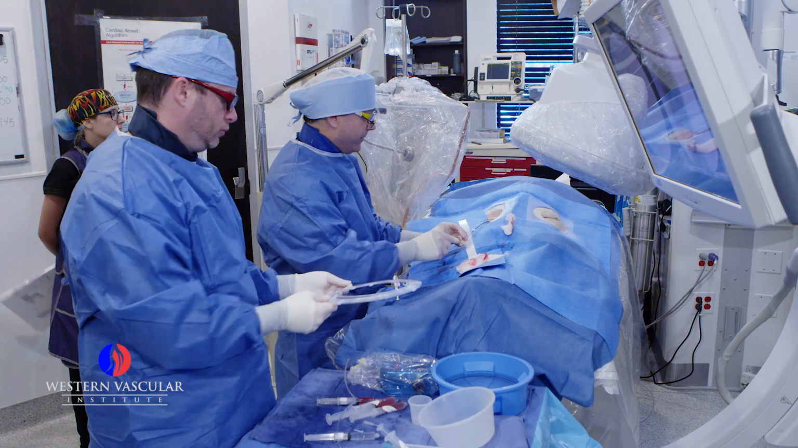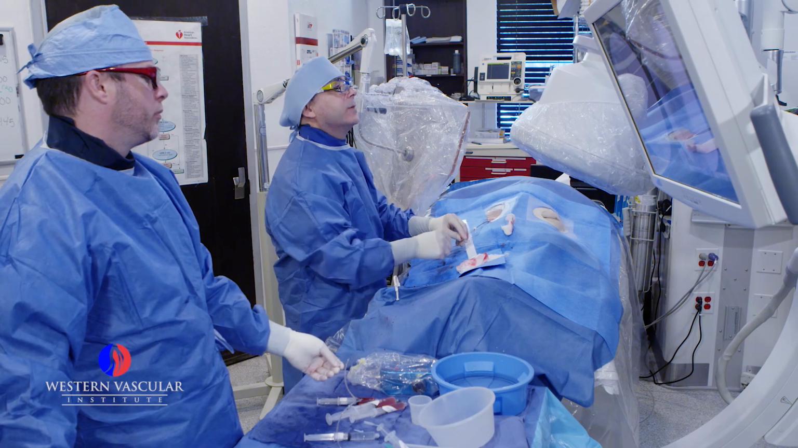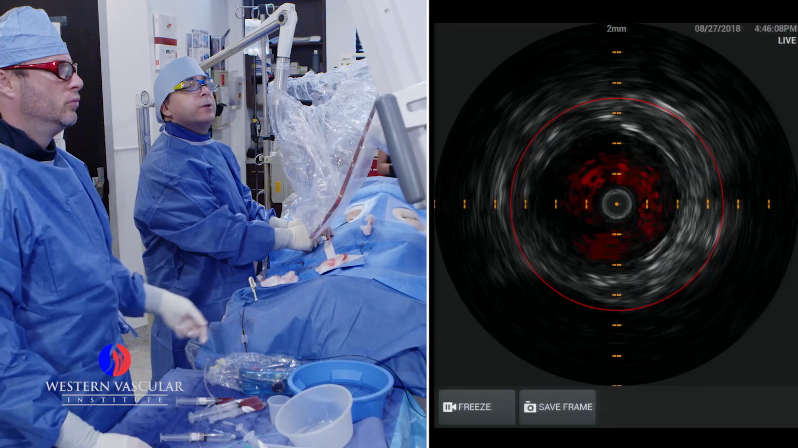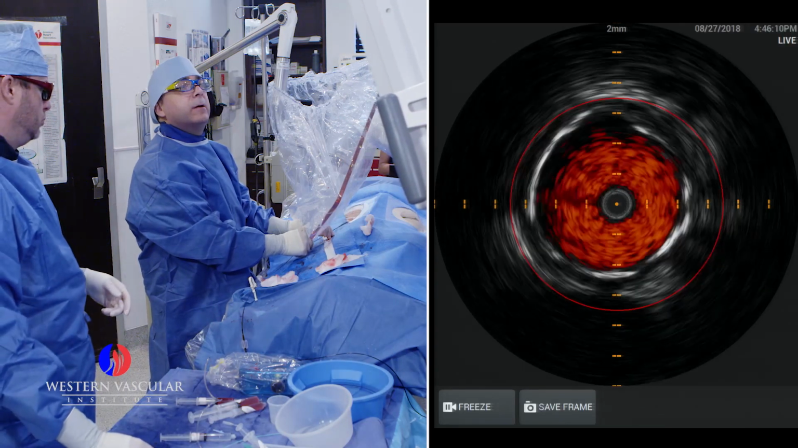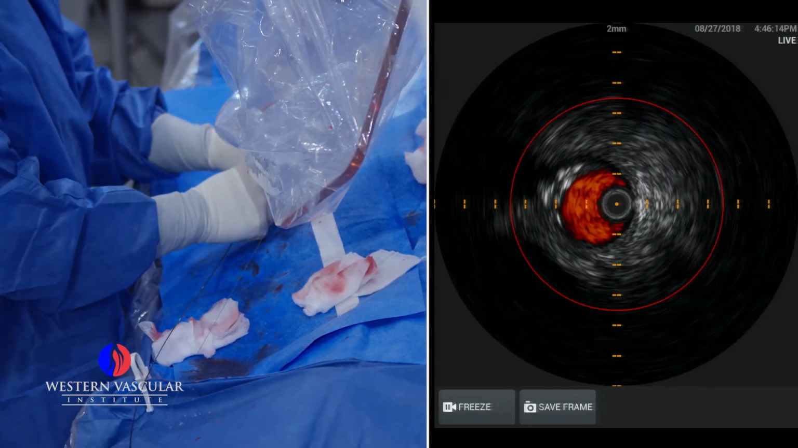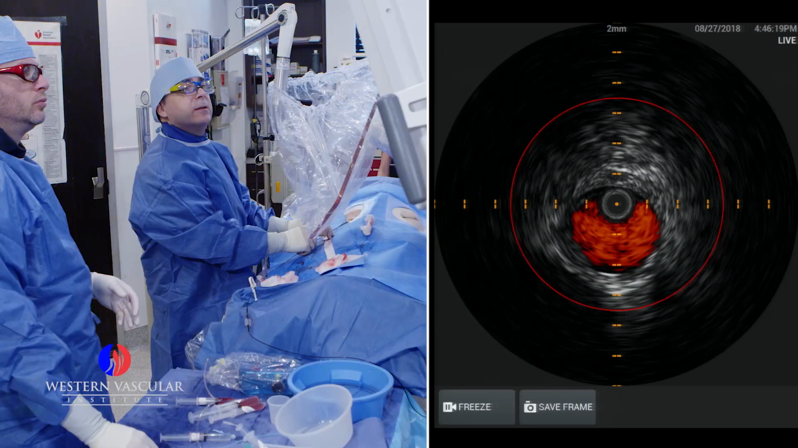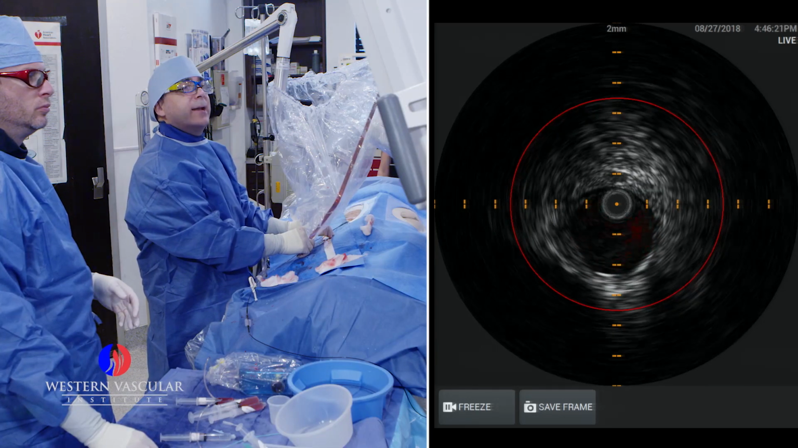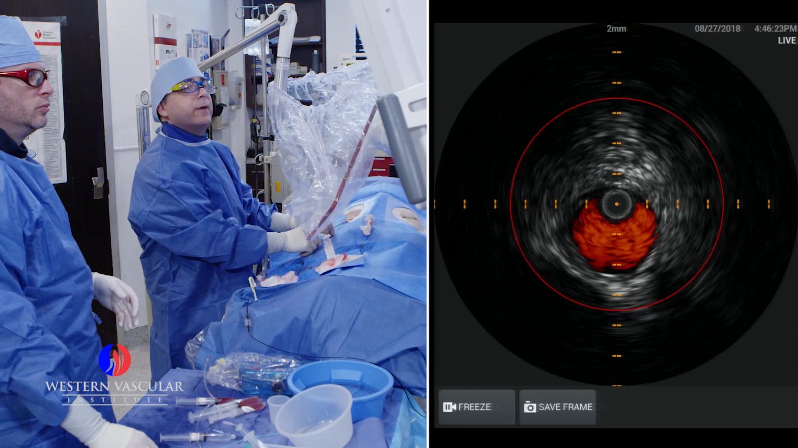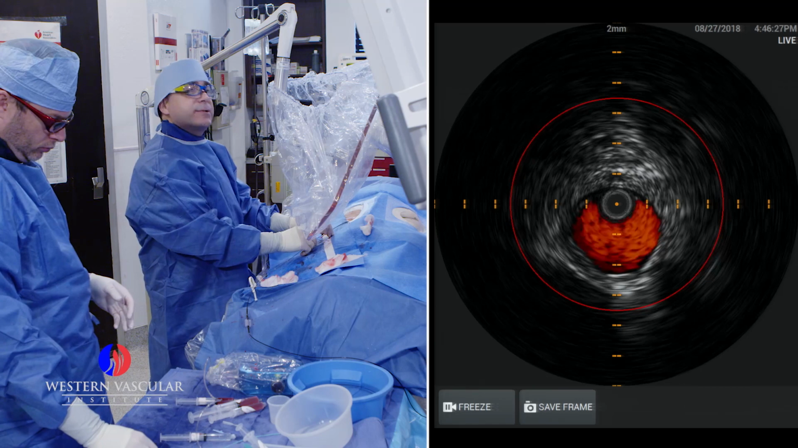And that'll give us a better idea of what size balloon to use after we're done shaving it. Go live. So now we're going to take a look at the artery going down the leg. This is the superficial femoral artery, and I can tell by the size of it. You can tell by the white shadowing on the outside where the vessel wall is, and the red flash is actually blood flow inside the artery.